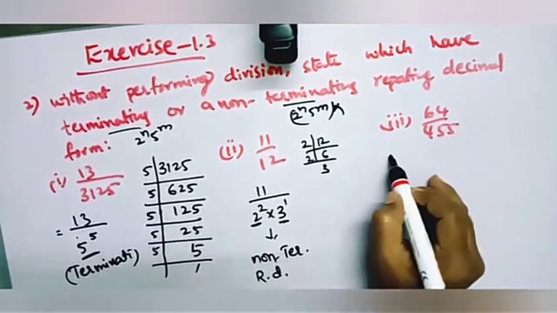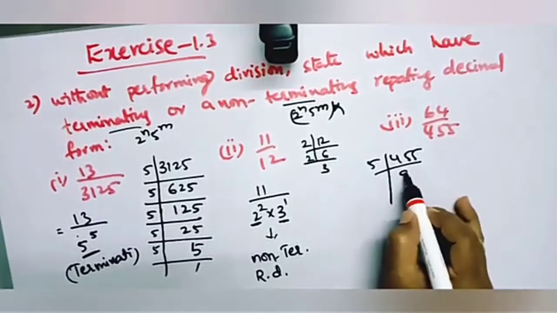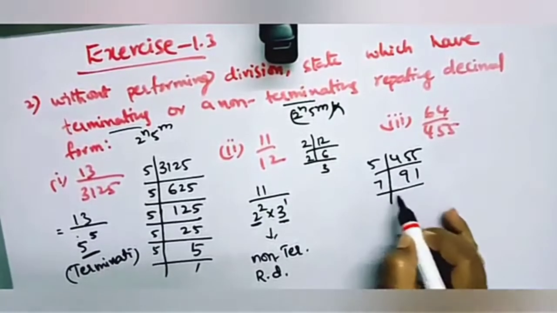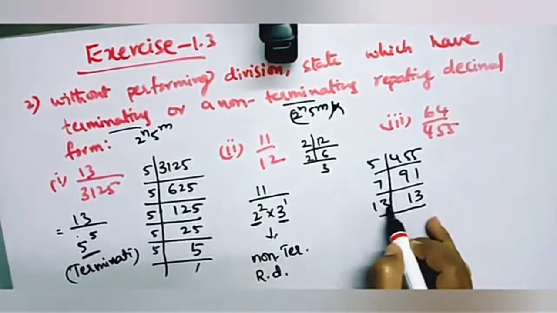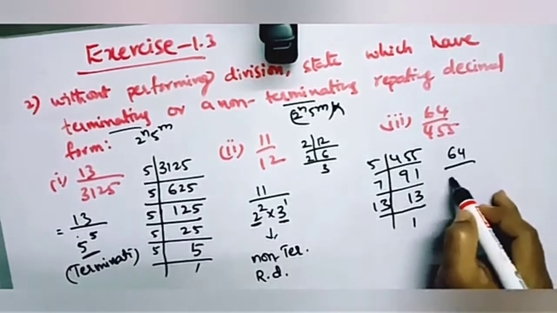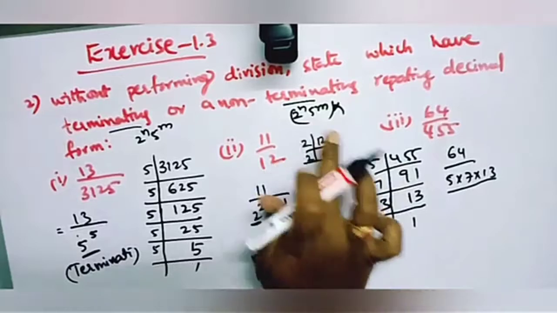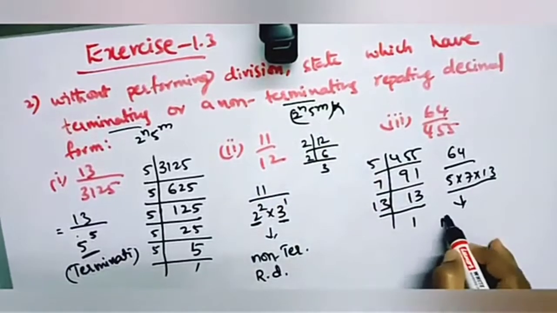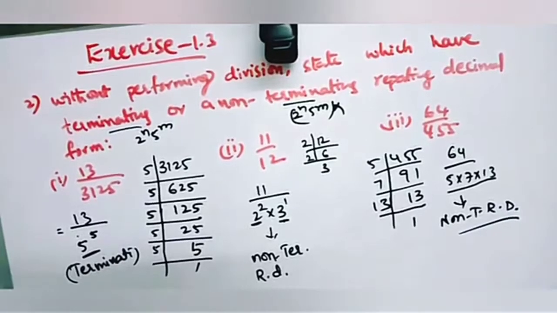The third one is 64 by 455. So now do the LCM of 455. It is coming in the 5 table: 5 times 91 is 455. Then it will come in the 7 table: 7 times 13 is 91. Then 13 times 1. So here the denominator is 5 into 7 into 13. So it is not in the form of 2 power n and 5 to the power of m. So it is a non-terminating repeating decimal.